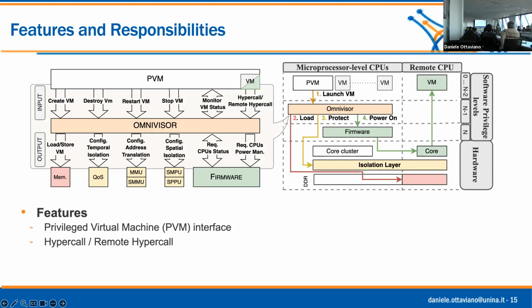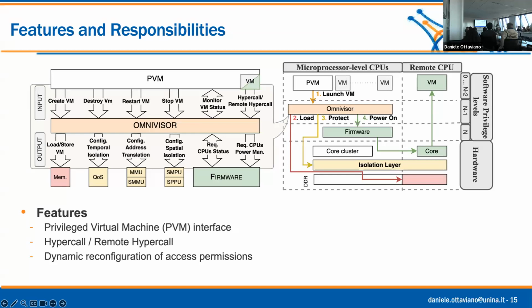So what happens is if a remote virtual machine or remote CPU wants to call a hypercall, we are trying to develop what we call the remote hypercall that is going to have the same result, of course, by a different means, because you have to communicate with the Omnivisor through interrupts and shared memory in order to request a specific hypercall. And then the Omnivisor is going to take over and do things depending on the hypercall. But this is ongoing work.